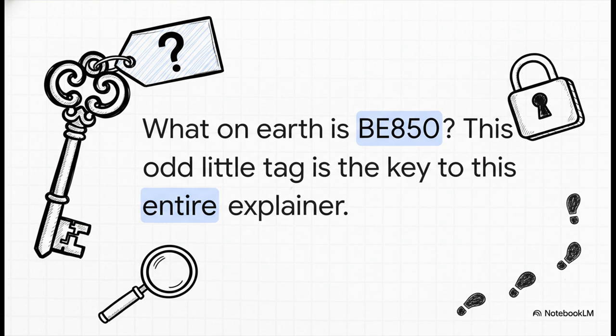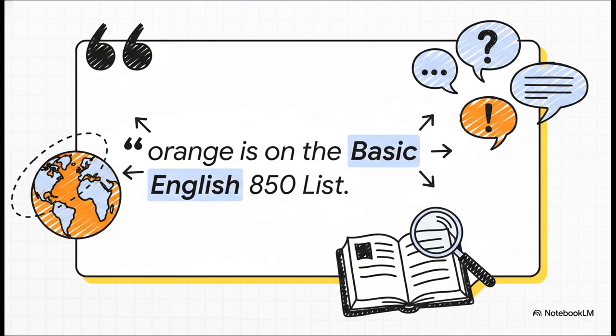Yeah, that is the big question. This weird little tag is the key to this whole thing. It's the breadcrumb that tells us we've stumbled onto something way more organized than just a simple dictionary entry. And here's the kicker. The answer was sitting right at the top of the page the whole time. This one little sentence. Orange is on the Basic English 850 list. And just like that, it all clicks. BE 850. Basic English 850.